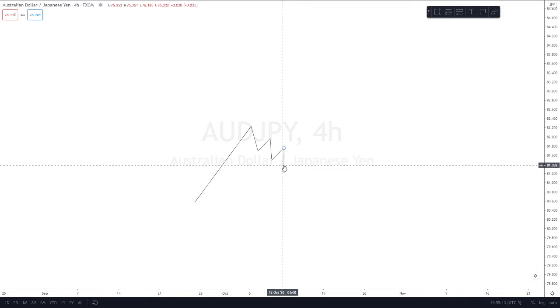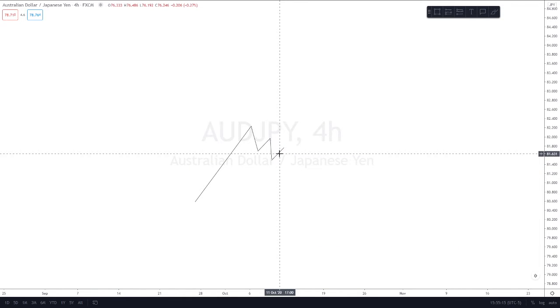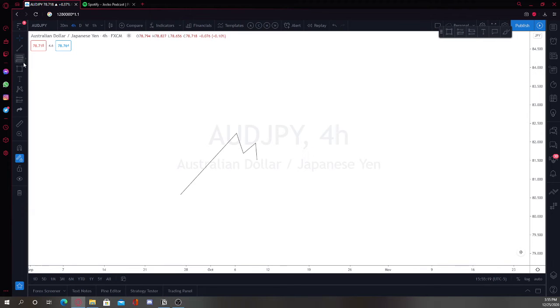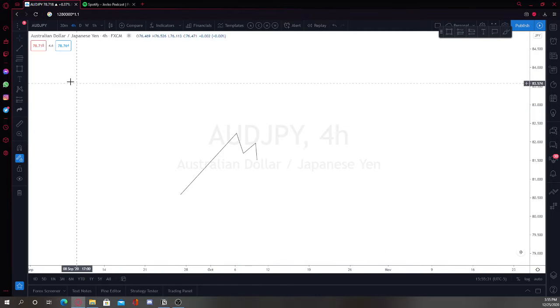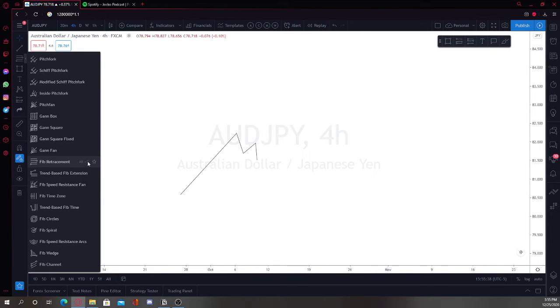Okay, so that's where the Fibonacci tool comes into play. If you come over here on the left side to the third tool icon down, hit the arrow and come down to Fibonacci retracement, you can see this. I use Alt F as a shortcut as opposed to clicking over here every time. You can also make it a shortcut up here by just favoriting it, making it a favorite.